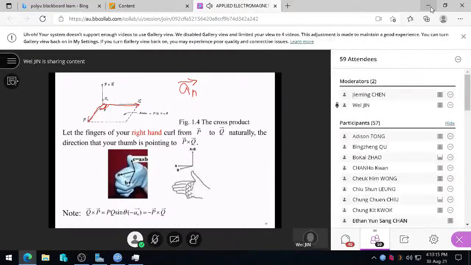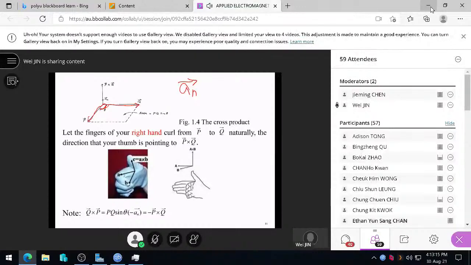Also, you can see according to this definition, the magnitude of P cross Q equals PQ sine theta. So for Q cross P, the magnitude is also PQ sine theta. So the magnitude of P cross Q is the same as the magnitude of Q cross P. However, the direction will be different, because starting from the first vector P toward the second vector Q gives you the direction of P cross Q. If Q cross P, the direction will be reversed, starting from Q toward P. So they have opposite directions, but the same magnitude.